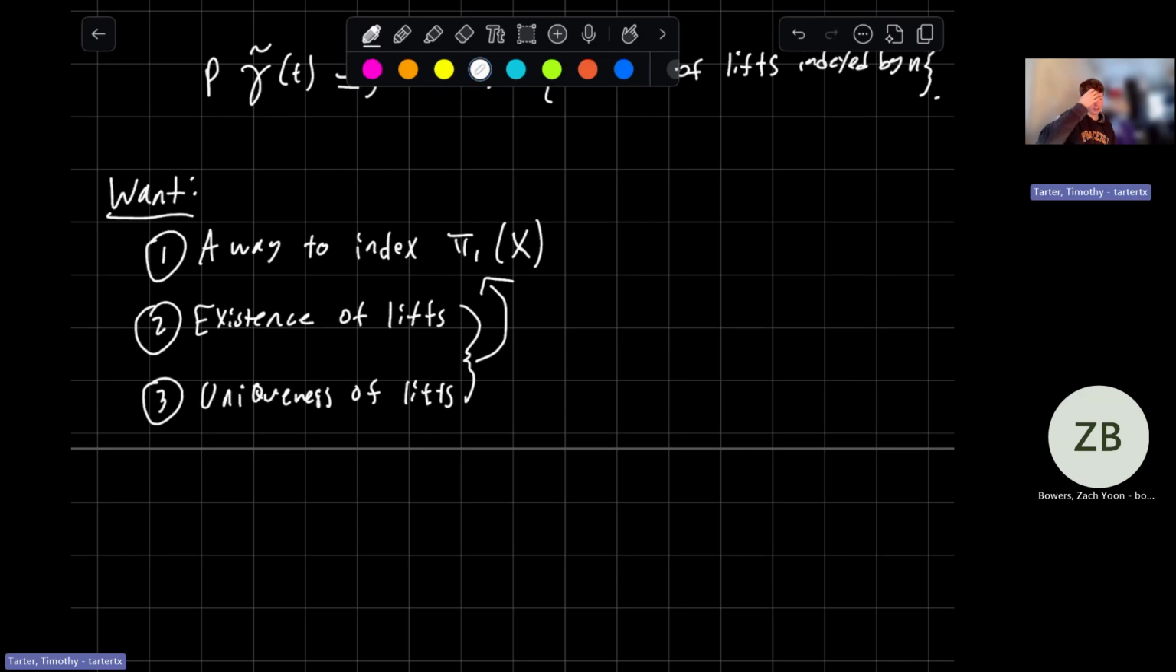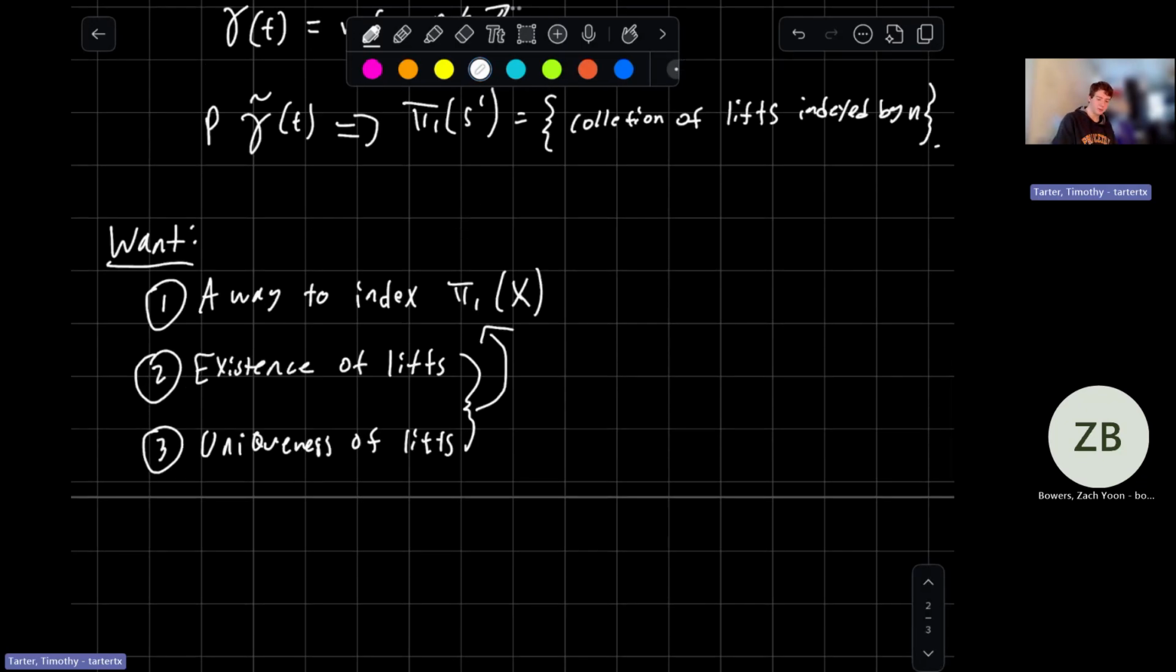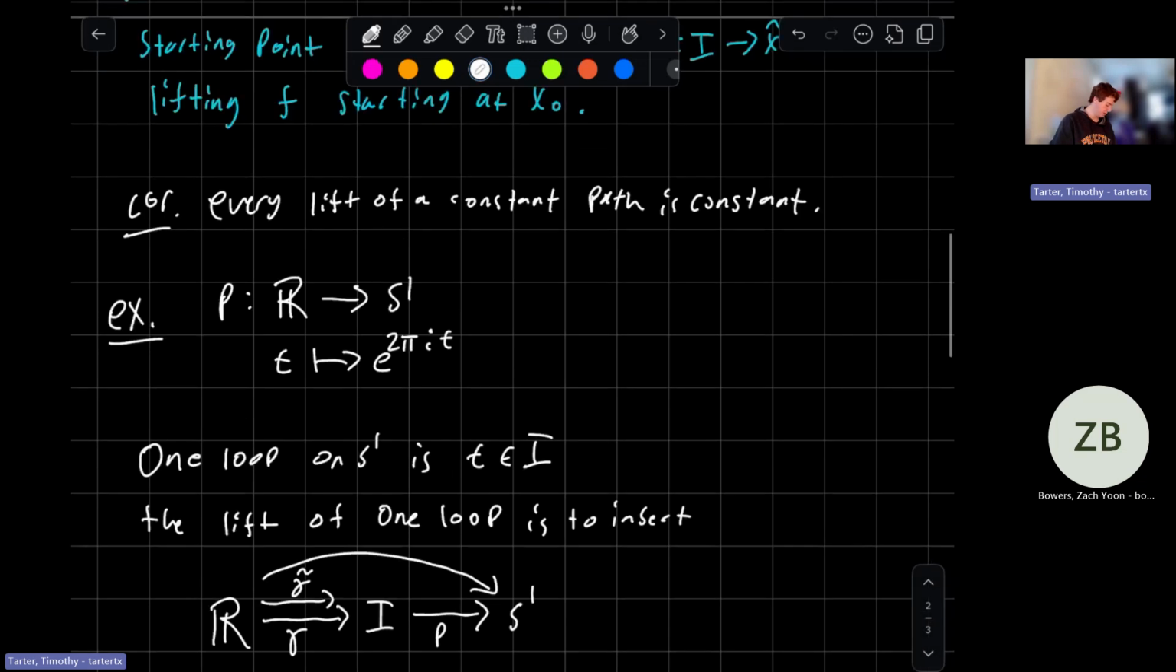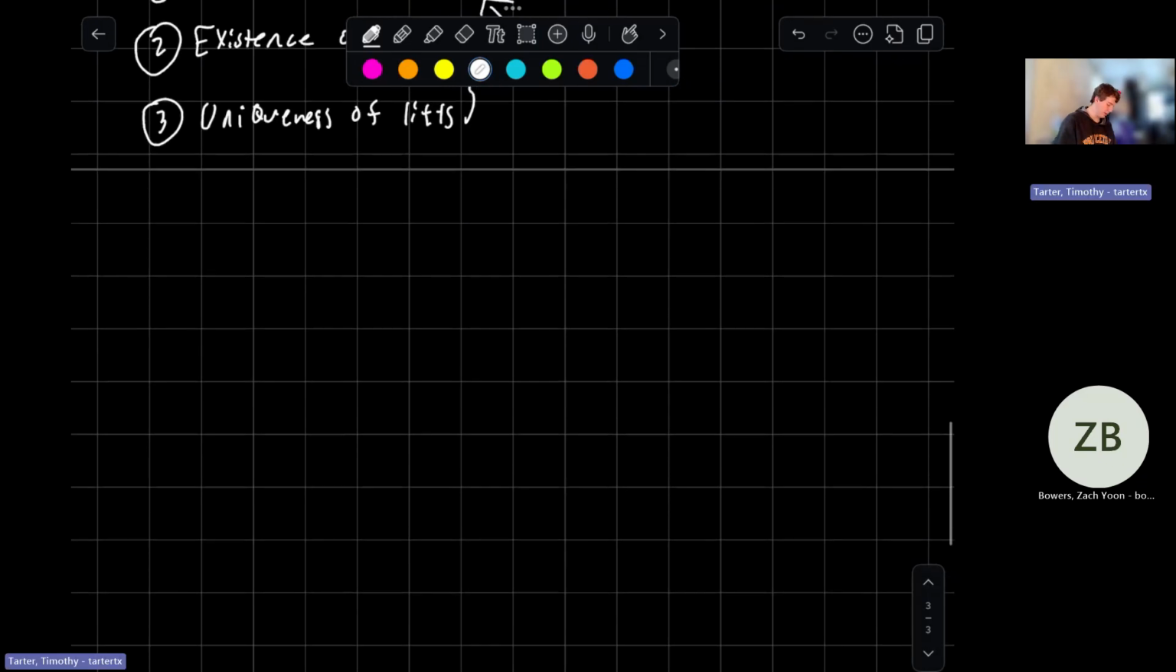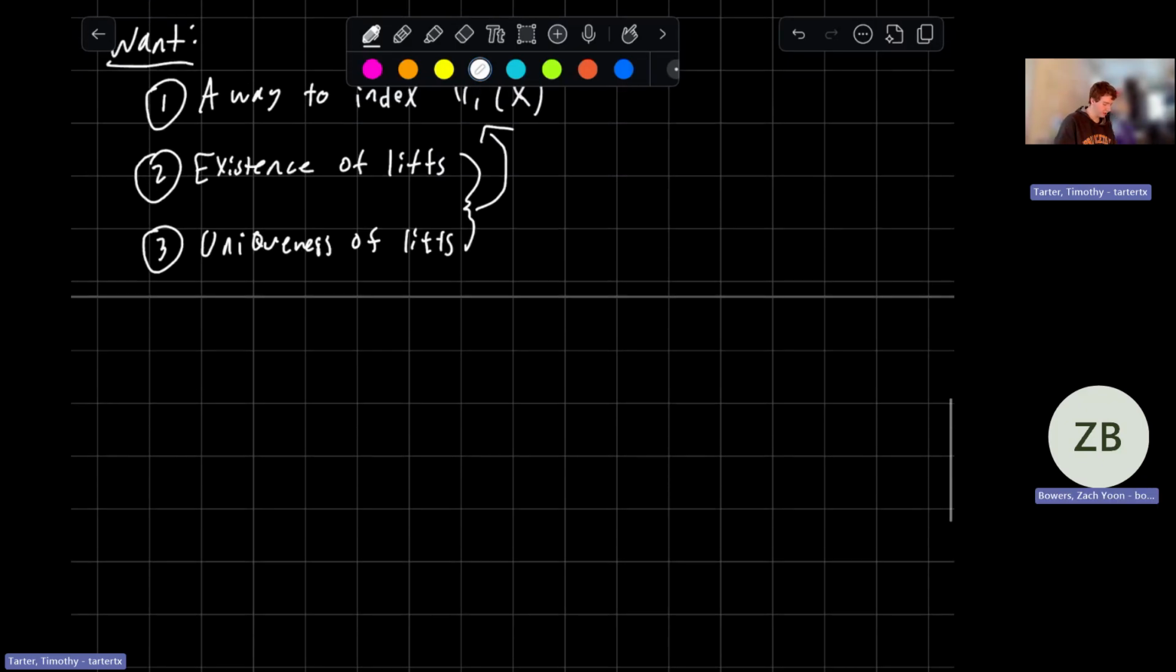And so every constant path is contractible. Since it's contractible to a constant point, it's contractible to a base point. And that's why there's this corollary that every lift of a constant path is constant. If you have a constant path, it's null homotopic. If it's null homotopic, then it has a constant index.